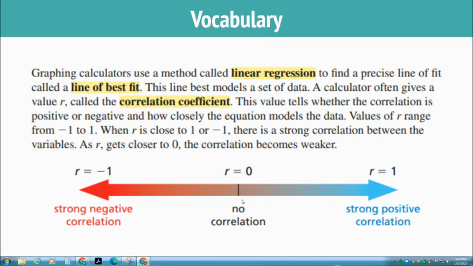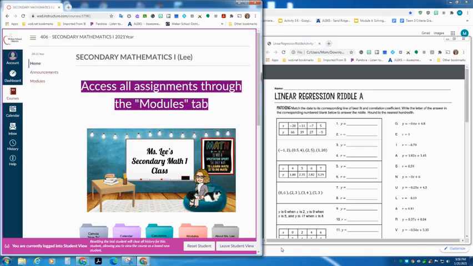Next, I'm going to show you how to use Desmos to find that line of best fit. And with any line, we are going to find the slope, the y-intercept, and then we're going to find out what that correlation is. In this next section, I'm going to show you how to use Desmos to find that line of best fit that fits your scatter plot.